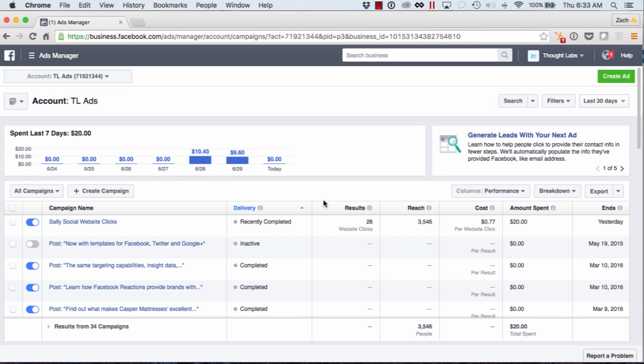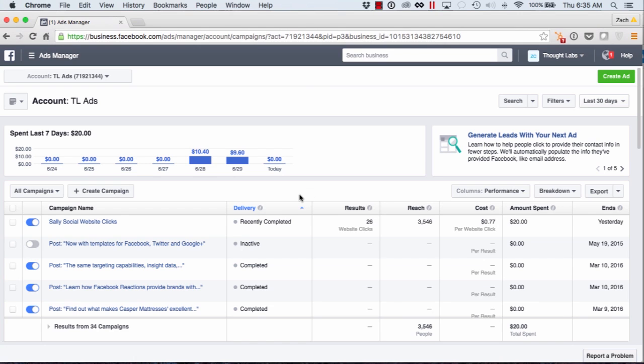Alright, so we're back in the Facebook Ads Manager, and I'm going to show you how to manage your Facebook ads while your campaign is still running. As you can see, my campaign has already completed because it was a short example campaign, but everything that I'm going to show you is stuff that you can check while your campaign is still running.